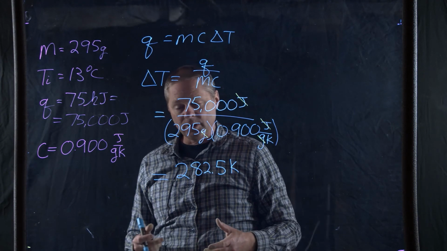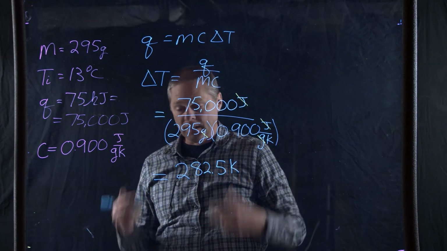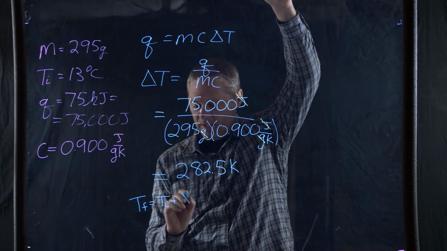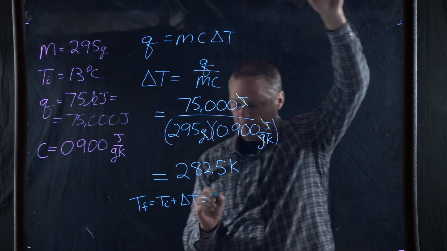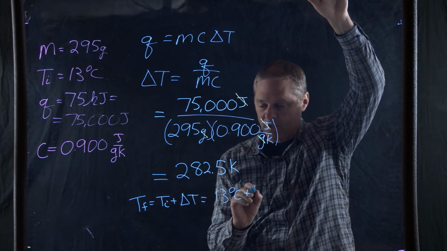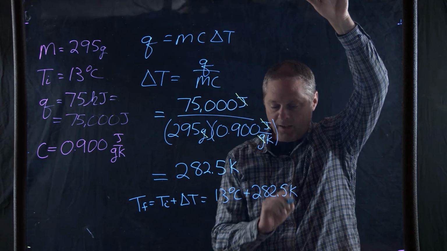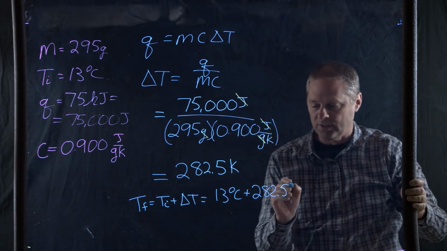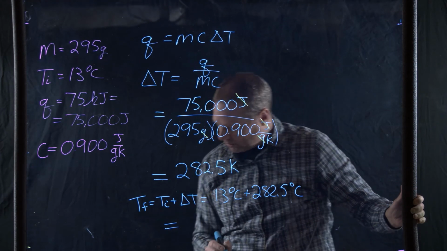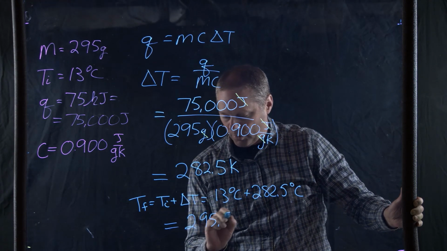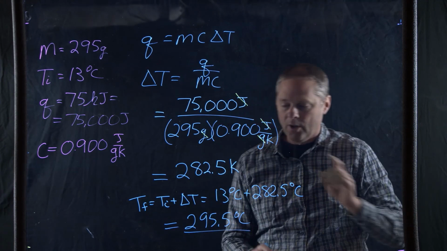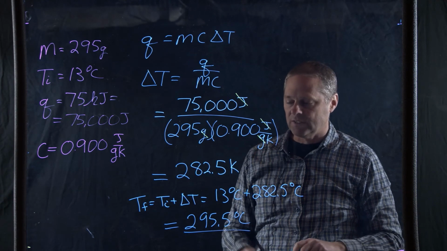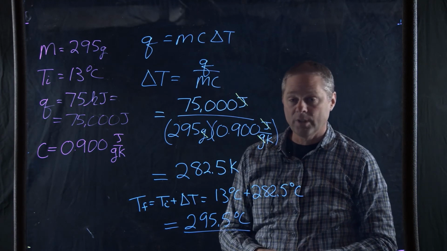Since heat is added to this, we know that the final temperature is going to be greater than the initial temperature, and so T final is going to be equal to T initial plus delta T, which is 13 degrees Celsius plus 282.5, because a change in temperature in Kelvin is equal to a change in temperature in Celsius, and so this becomes 295.5 degrees Celsius. Once again, a change in temperature in Kelvin is numerically the same as a change in degrees Celsius, because you're simply adding 273.15 to it.